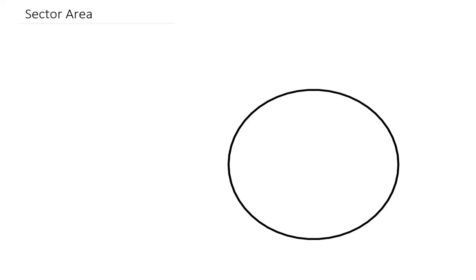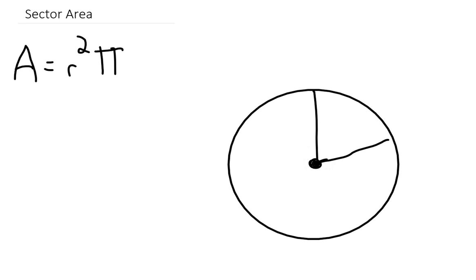Alright, the two things we're going to talk about in this video are going to be sectors of a circle. So we know that the area of a circle is going to be equal to the radius squared times pi. So A equals r squared pi. Remember, the radius is a line from the center of the circle all the way to the outside of the circle. What we're going to talk about is a sector of a circle, which, like we talked about in class, is like a slice of the circle.